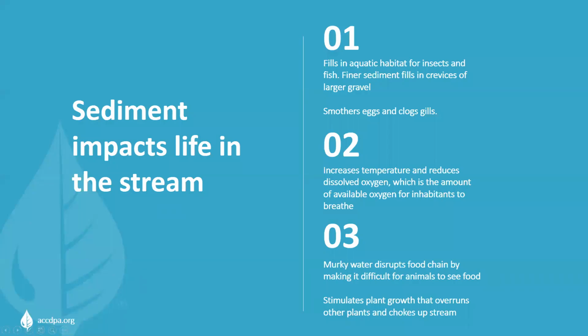Sediment and the pollution it travels with impacts life in the stream. It fills in the habitat provided in the stream bed and along the banks. It smothers eggs and clogs gills. It increases the temperature of the water and reduces the amount of oxygen available for life in the stream. It disrupts the food chain, and it can both block plant growth and stimulate a bad kind of plant growth, which further magnifies the problem of a lack of food and habitat.